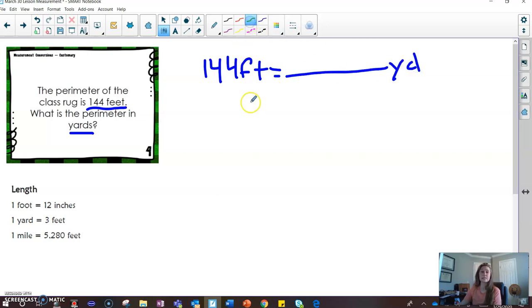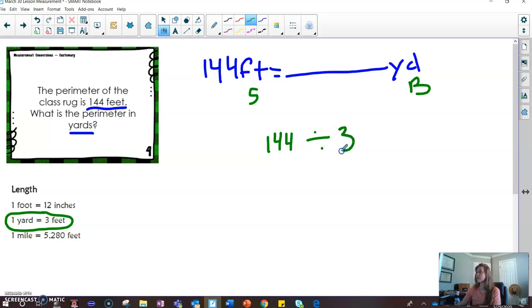Step 1 says, are we going big to small or small to big? Feet and yards, I know that feet are smaller than yards. So we're going small to big, divide that pig. So we're going to take 144 and we're going to divide it. Well, what are we going to divide it by? We're going to go over here to our conversion chart to figure that out. If we're talking about feet and yards, where do I see feet and yards? I see it right here on this middle one. 1 yard equals 3 feet. So we're going to divide by 3 to figure out how many yards are inside here.